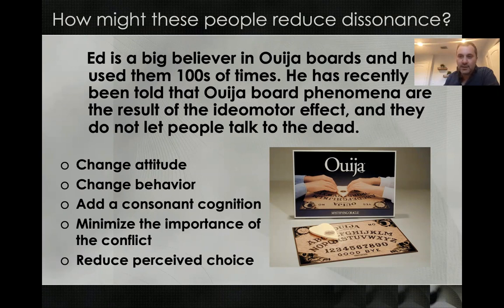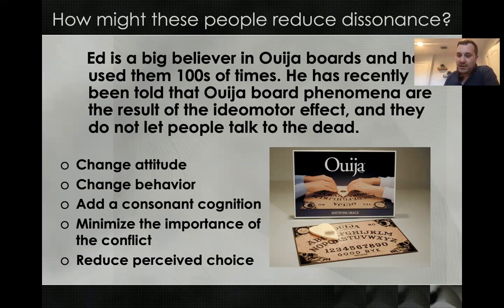So what you can see here is that there are numerous mechanisms, or numerous ways, that we can reduce our cognitive dissonance. People will generally choose the way that's easiest for them in the moment. But there are numerous ways that we have of reducing our dissonance.